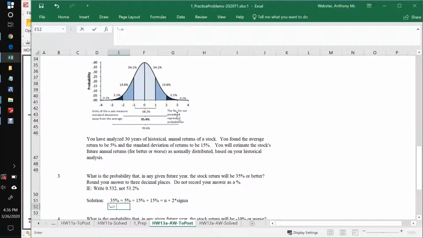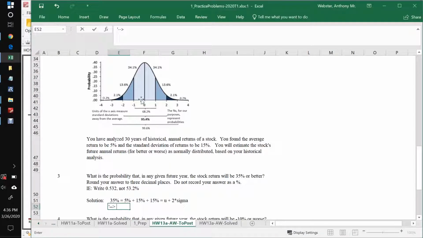And so here I am at mu, no standard deviations away from mu. Again, the x-axis is measured in standard deviations, and the percentages here are probabilities.